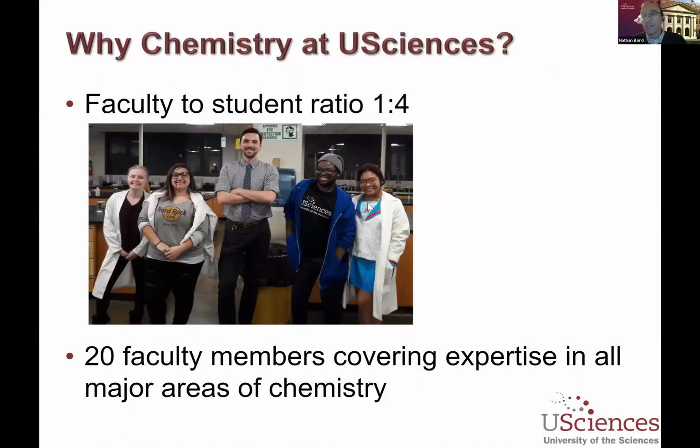So why chemistry at USciences? Well, we have a faculty to student ratio of about 1 to 4, and we have faculty members covering all diverse areas of expertise within the areas of chemistry: analytical chemistry, biochemistry, physical chemistry, inorganic chemistry, and into much finer details as well. And really the way we're able to do that is it falls under the name of our institution. We are the University of the Sciences. And therefore, in our chemistry department, we are actually teaching on average 90% of the students who come to the university. So in order to do that, we need to have a very diverse faculty. And that also is of great support to the specific students who major in one of our majors.